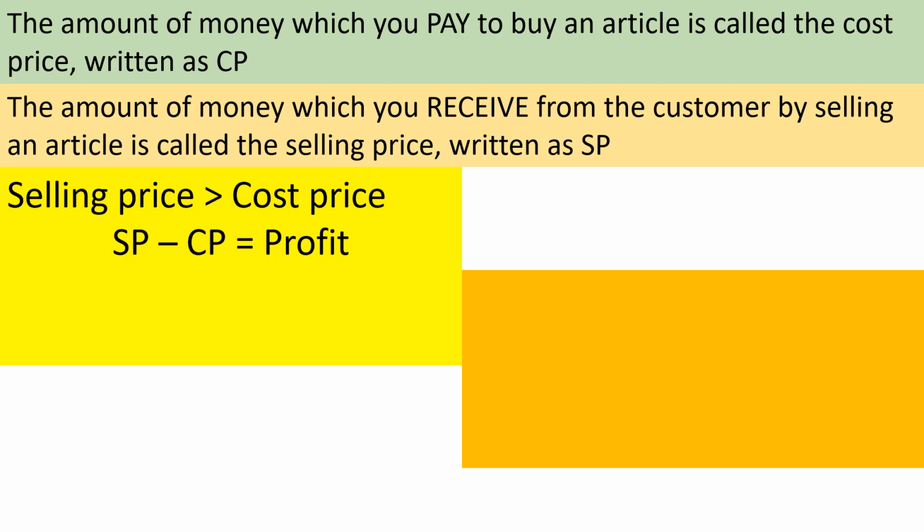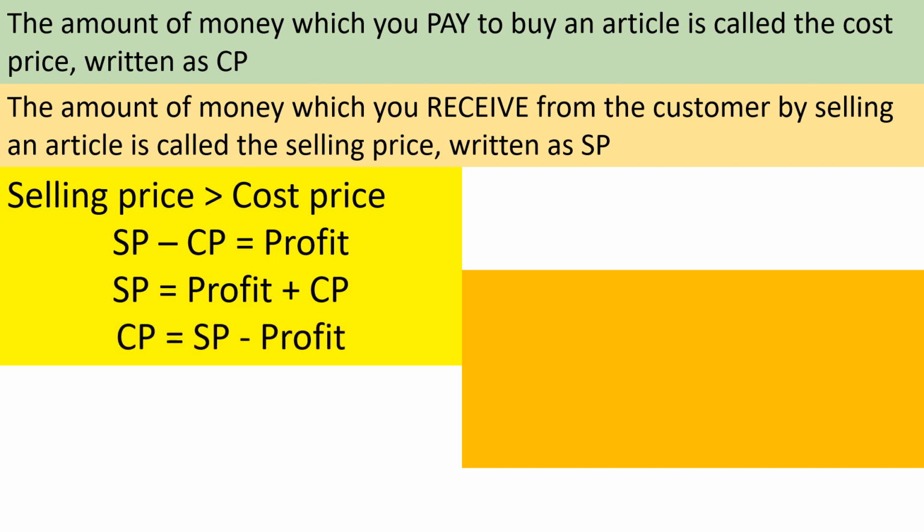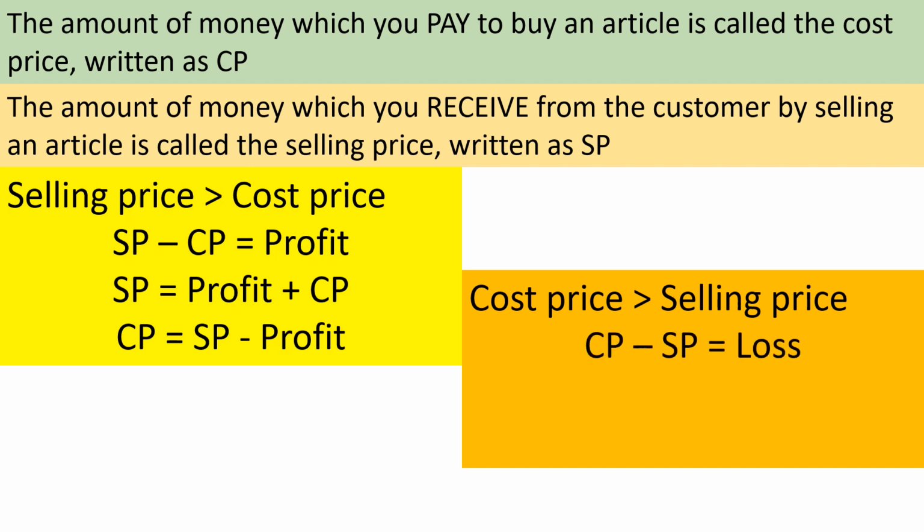And if profit is given to you and you need to find out the selling price, you can easily find it. Just add the profit to the cost price and you will get the selling price, because you know that selling price is greater than cost price. And if you want to know the cost price in case of profit, just subtract the profit from the selling price. So these are the formulas and you don't need to mug them up. You can understand them. In a similar way, if cost price is greater than selling price, you know there is a loss, and the formula for loss is cost price minus selling price.